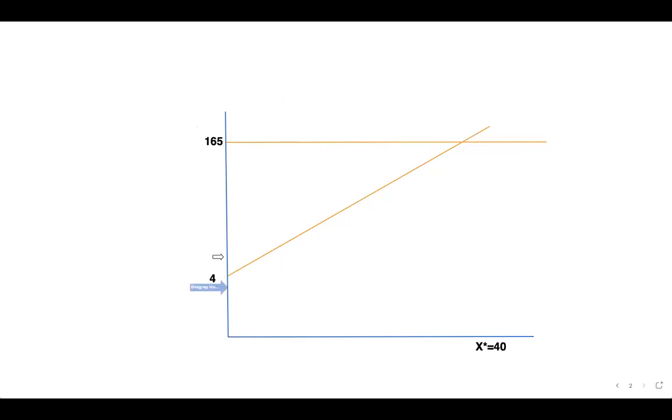And so it's not to scale, right? And then I go from 4 to 165 and I have that much distance. So it's not to scale, but that's okay, because now we have the essential features.